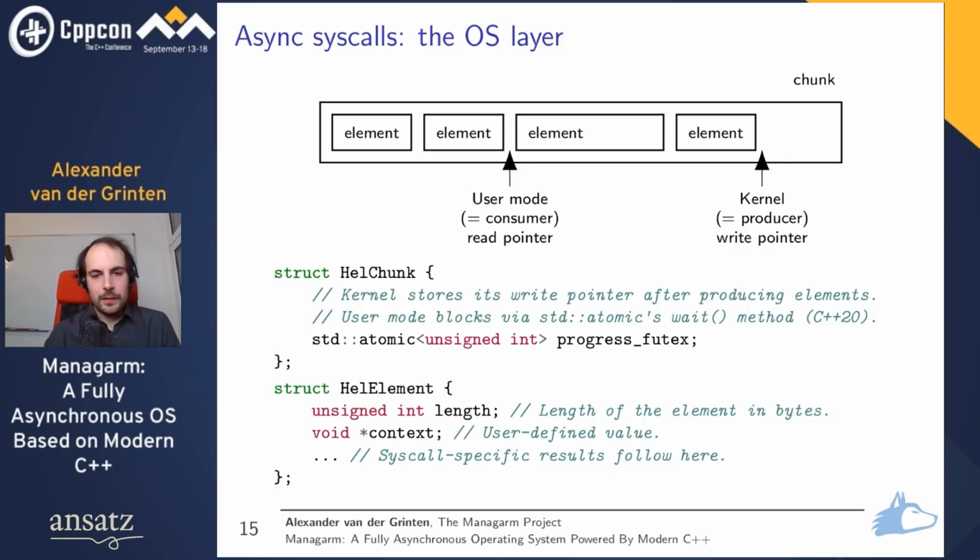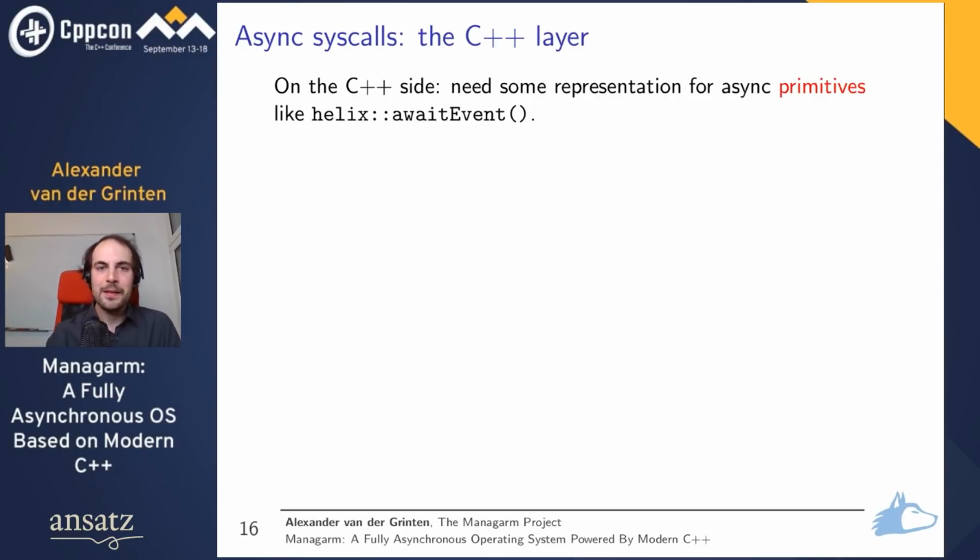All right, that's the OS layer. I'm not going to explain that in more detail here. So now I'm going to look at the C++ layer, because this is the C++ conference and you're more interested in the C++ probably. So how does it work on the C++ layer? We need some representation for async primitives in C++. And such an async primitive is, for example, helix await event.